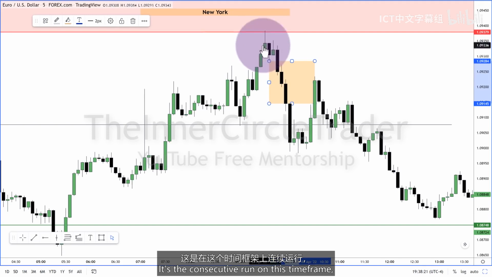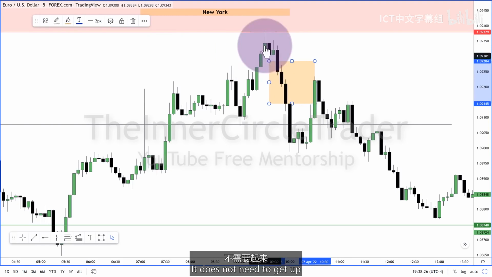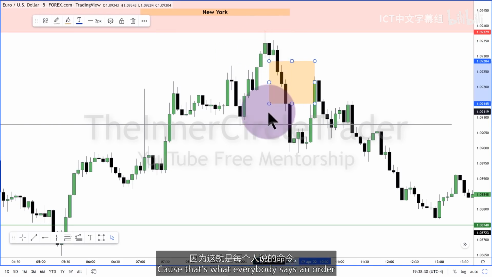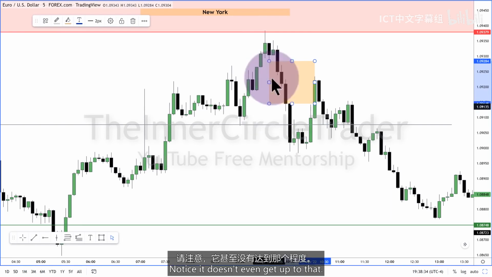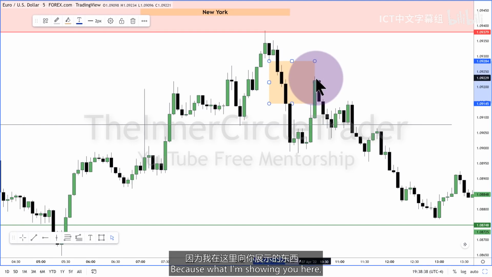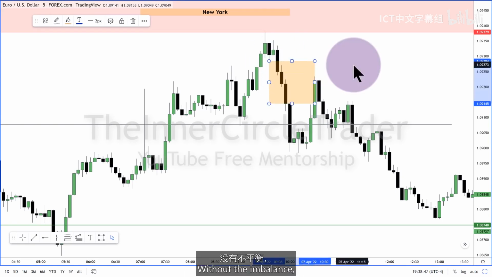It's the consecutive run on this time frame, the 5-minute chart. It does not need to get up into this last up close candle before the down close, because that's what everybody says an order block is. It is not that. Notice it doesn't even get up to that, does it? Why? Because of what I'm showing you here. What makes an order block valid? It has to have an imbalance. Without the imbalance, there is no order block.